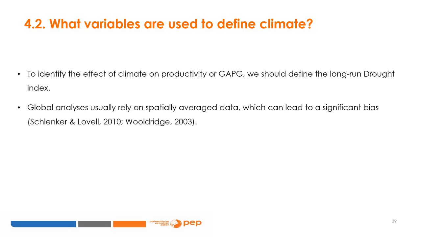To identify the effect of climate on productivity, or GAPG, we should define the long-run drought index. Global analyses usually rely on spatially averaged data, which can lead to a significant bias.